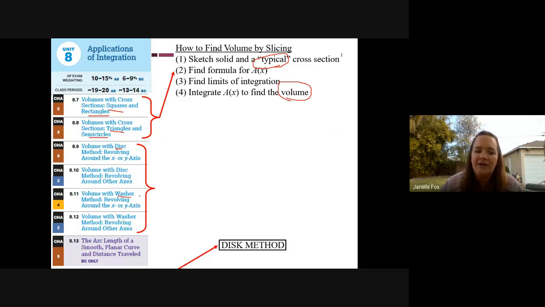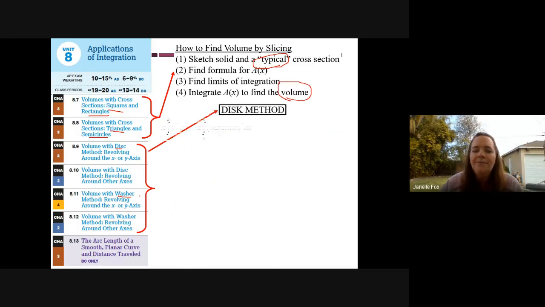So just as a reminder, if you're going to do the disk method, the disk method is basically just a bunch of circles, right? And so it's basically pi r squared. And then what is your r? Your r is basically your function, okay? So whatever the function is, that is what you will do. It's just your function.